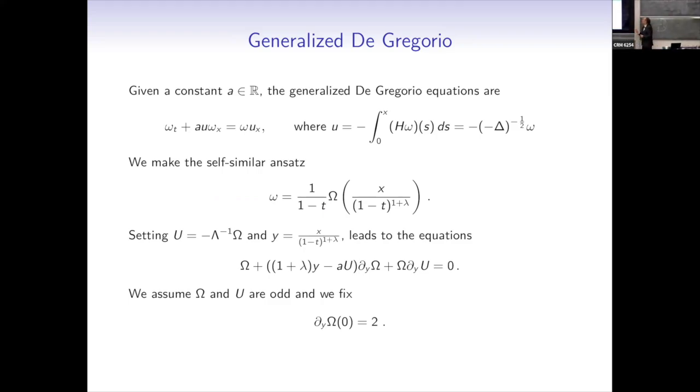non-local, but 1D. Okay? So one of the models that comes from 3D Euler is something called the de Gregorio equations, or the generalized de Gregorio equations, where this is a transport equation for the vorticity. So omega here plays the role of the vorticity, and the relation between u and omega is given by this non-local operator. H is the Hilbert transform. The Laplacian is the Laplacian, so it's the square root of the Laplacian. If you scale off that, just think of it as being some Fourier multiplier.